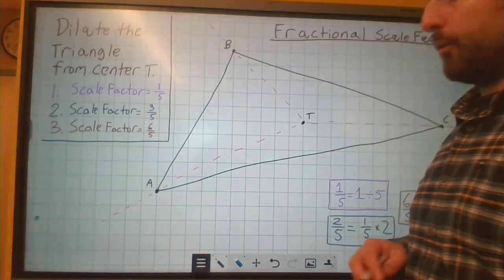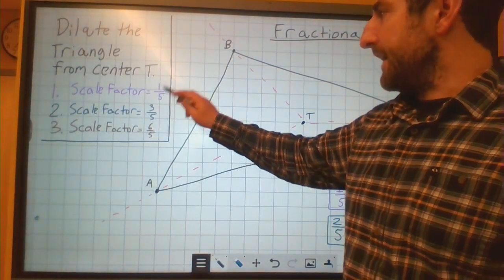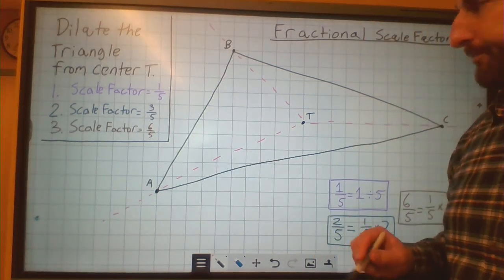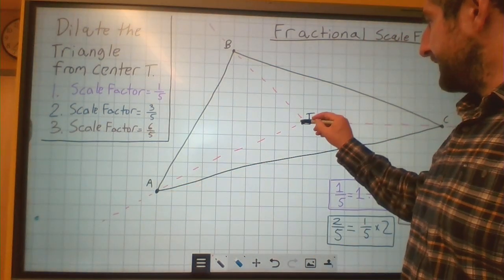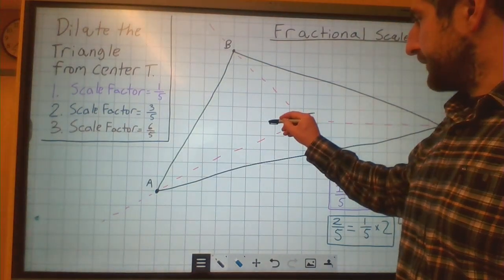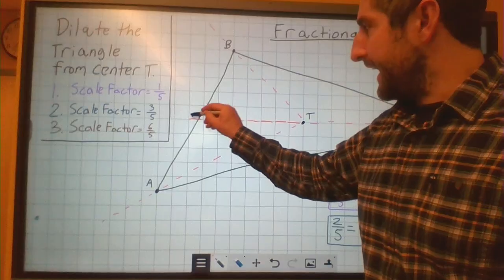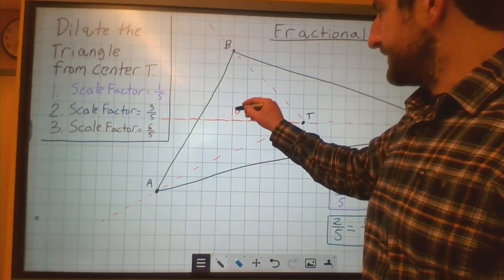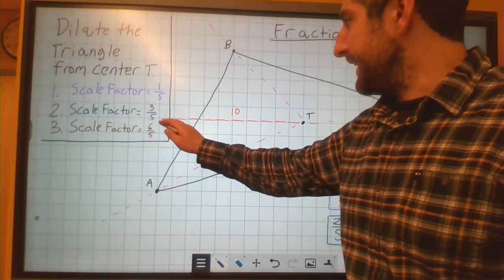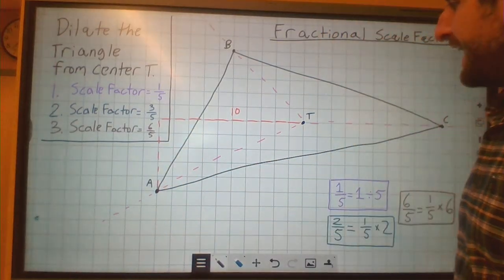So if we're talking about 1/5, that means that whatever our cardinal directions are, we're going to multiply them by 1 and then divide them by 5. So let's start from T. Let's go to A. 1, 2, 3, 4, 5, 6, 7, 8, 9, 10 to the left. That's 10 to the left. And 1, 2, 3, 4, 5 down.